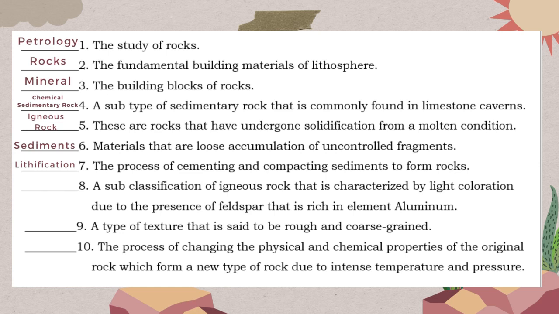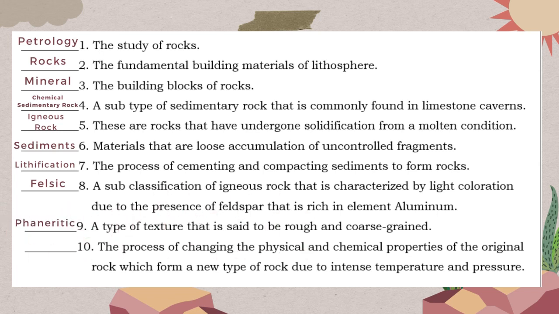Item number 8. A subclassification of igneous rock that is characterized by light coloration due to presence of feldspar that is rich in element aluminum. The correct answer is felsic. Item number 9. A type of texture that is said to be rough and coarse-grained. The correct answer is phaneritic.